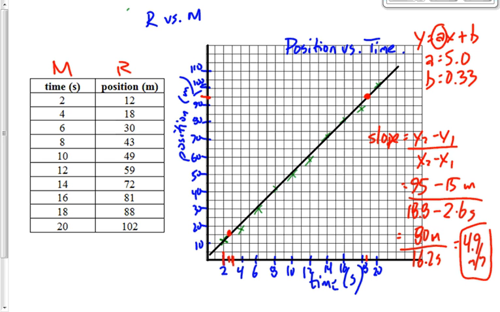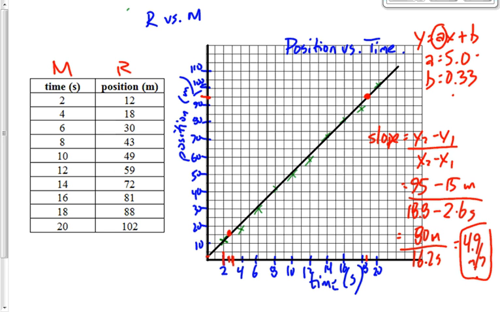What did I say it was? 4.9. Did I do a pretty good job of drawing my line of best fit and calculating the slope? The actual value is 5. I got 4.9. That's pretty good. I'd mark that right. You get 4.8, 5.1, 5.2, I'd mark that right too. The y-intercept is 0.33. So the y-intercept is basically nothing. It basically goes through the origin.